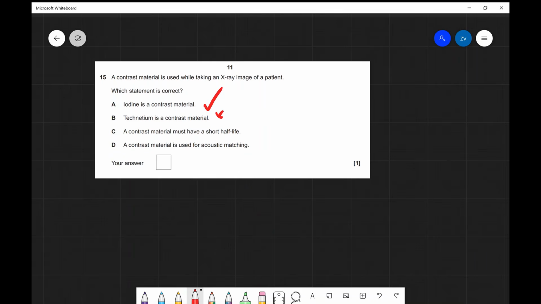A contrast material must have a short lifetime. That's not necessarily true. And contrast material is used for acoustic matching. That's also not the case. Normally gel is used for acoustic matching in ultrasound scans. So the correct answer here is A.